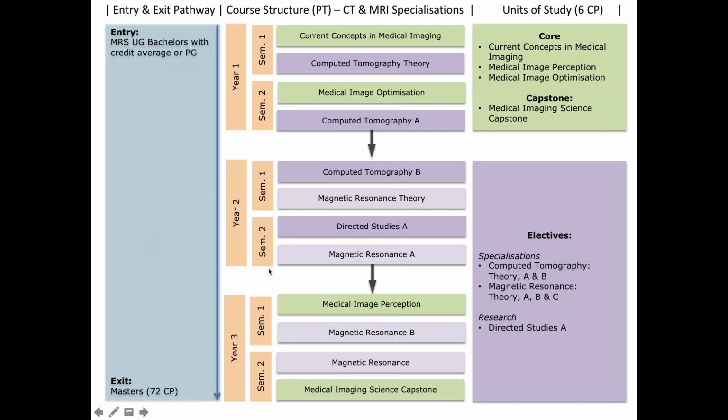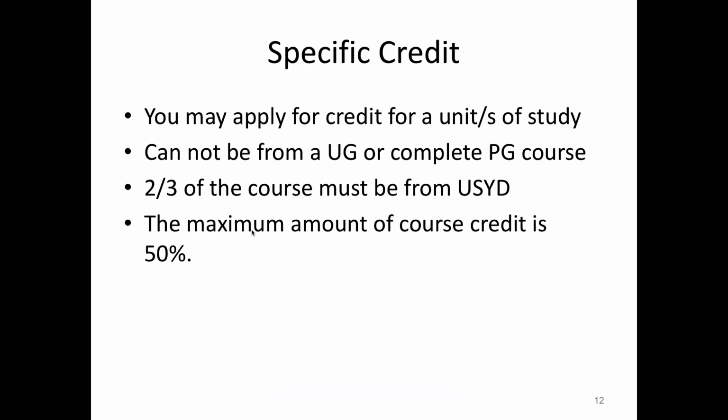Typical enrollment. Actually, I'm going to talk about credit in this particular slide. So there's a couple of rules about credit, and there's different types of credit that I want to tell you about. There's specific credit, and there's unspecific or non-specific credit, recognition of prior learning, and there's also a thing called a waiver, which I'll take you through.